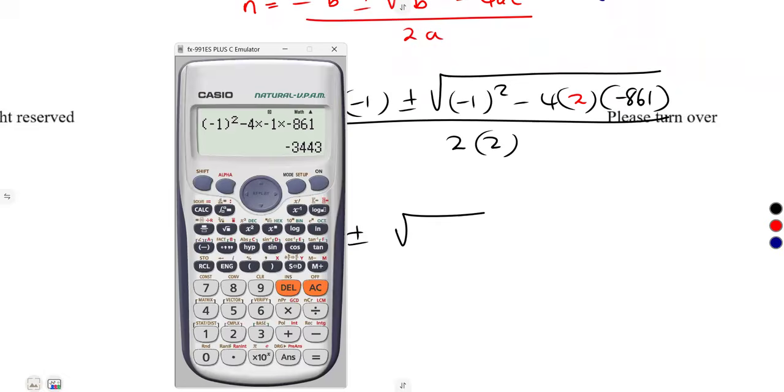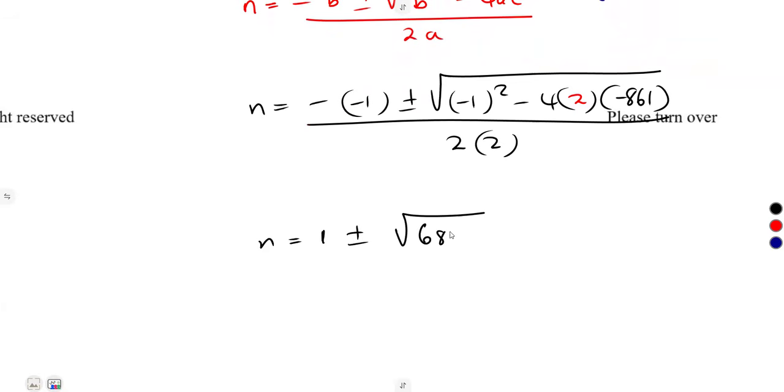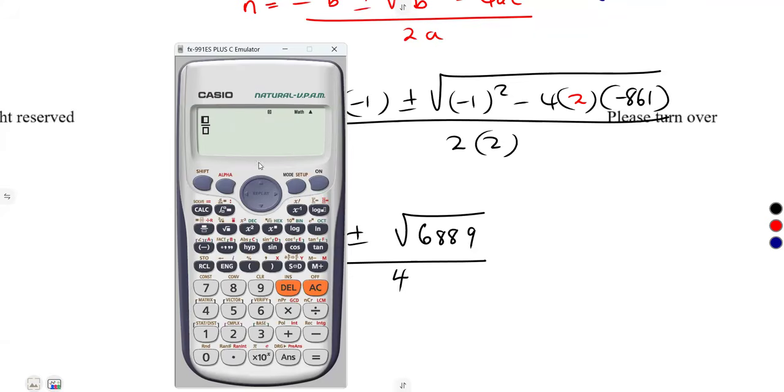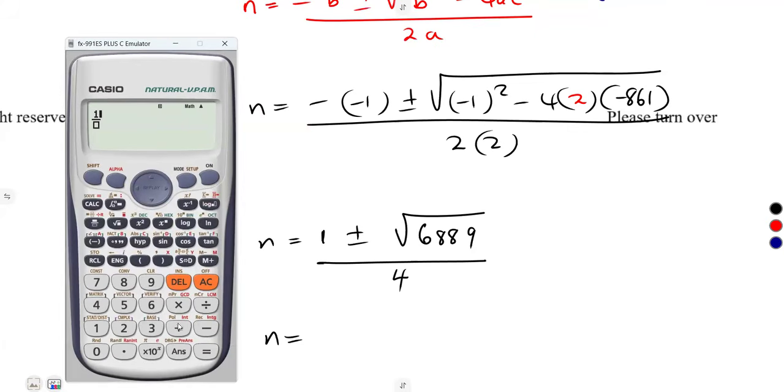All right, so let us put a 2 here. Let us see, put it to, right, this makes sense, all right? 6889 over what? 2 times 2, that is a 4. So from there, we're going to find the values of n, all right? Starting with a positive, that was going to be 1 plus the square root of 6889 over what? Over 4. And that is 21.